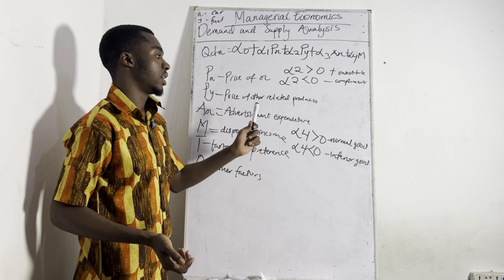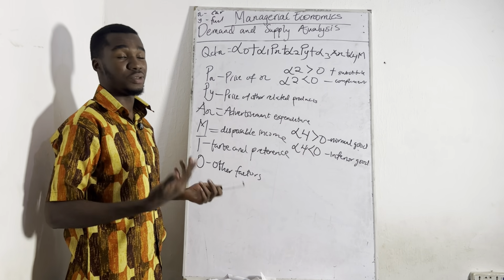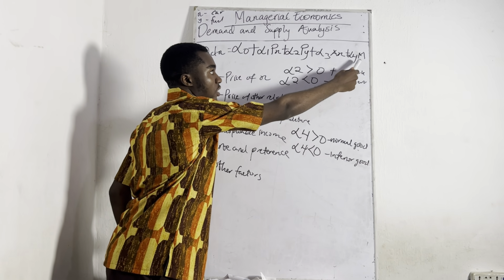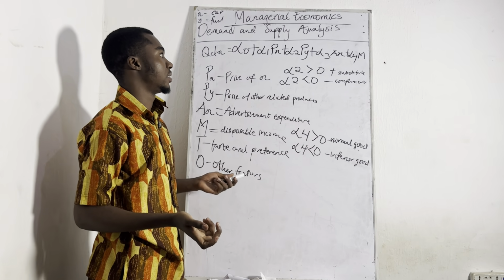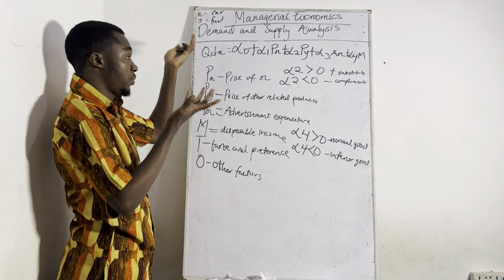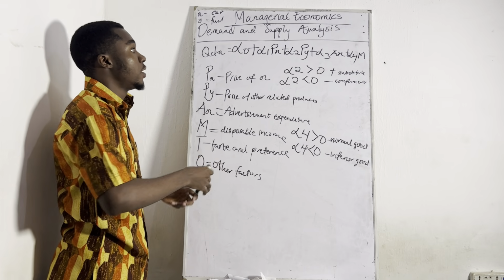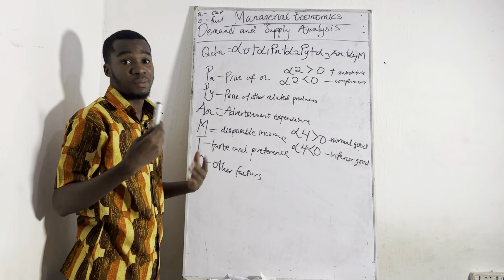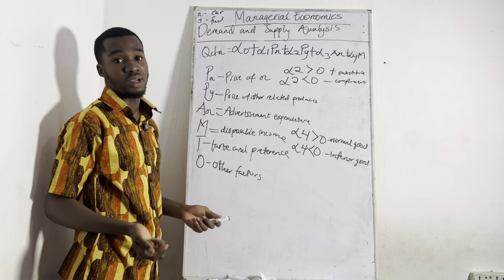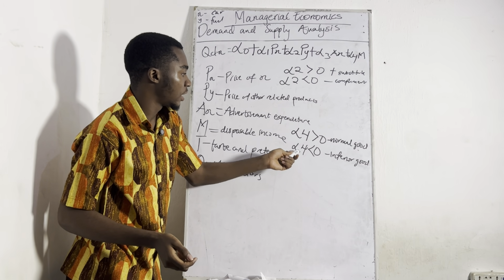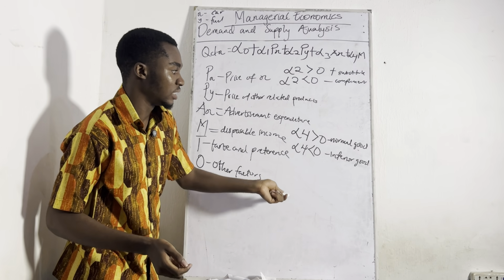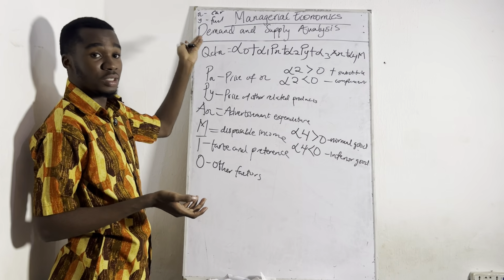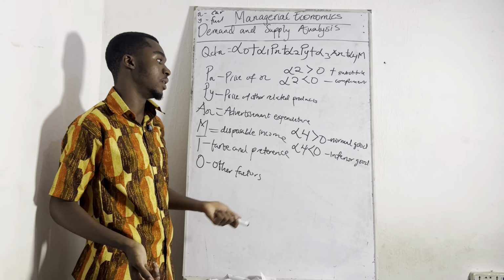Because if your alpha 4 is greater than 0, it means it's positive or increasing. If your income is increasing and your quantity demanded is increasing, meaning you're buying more as your income is increasing, then we say that it's a normal good. However, if alpha 4 is less than 0, or negative, and you're buying more of it, meaning your quantity demanded is increasing, then it's an inferior good. So things like garri, that's what I explained.